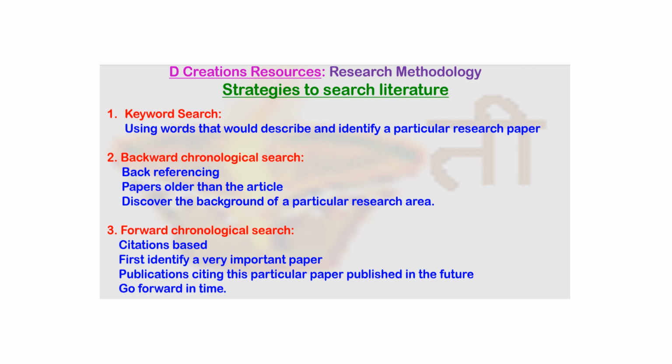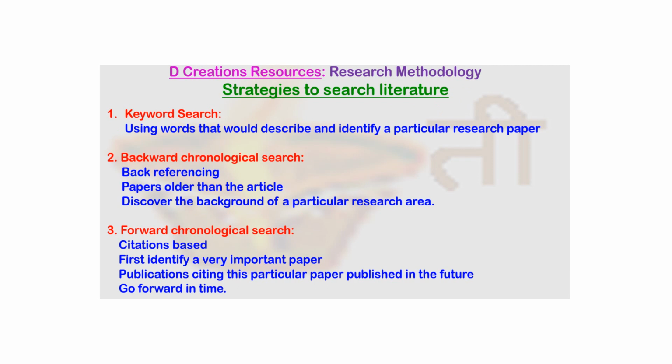So, three strategies. One is keyword search, any keyword which is going to identify that paper. Another is backward chronological search. So this is based on back referencing, where you are going to get papers which are older than the article, and basically they build up the background of that research area. There is also forward chronological search, and this is of course based on citations. So it is going to lead you to papers in future, going forward in time. Now let's see how this happens, right?